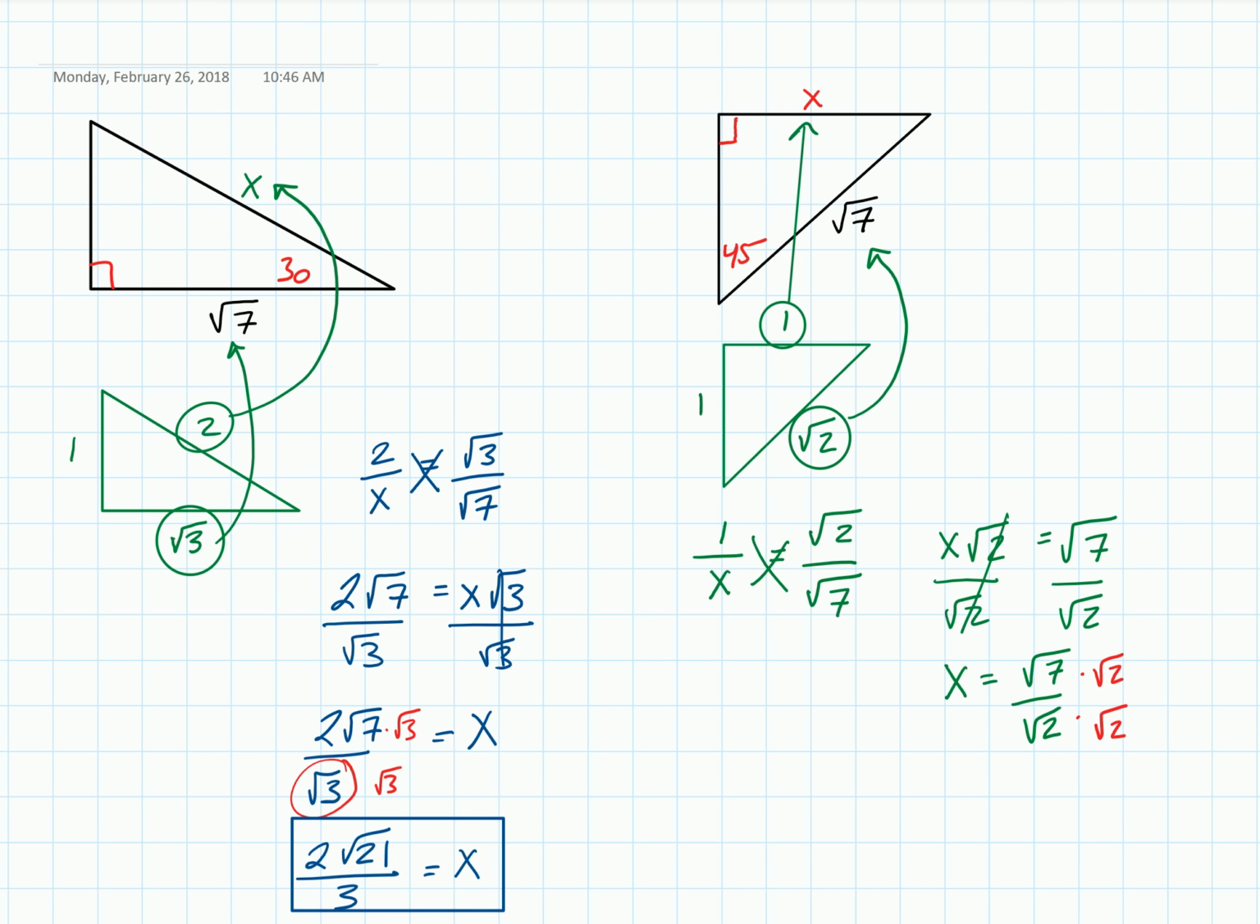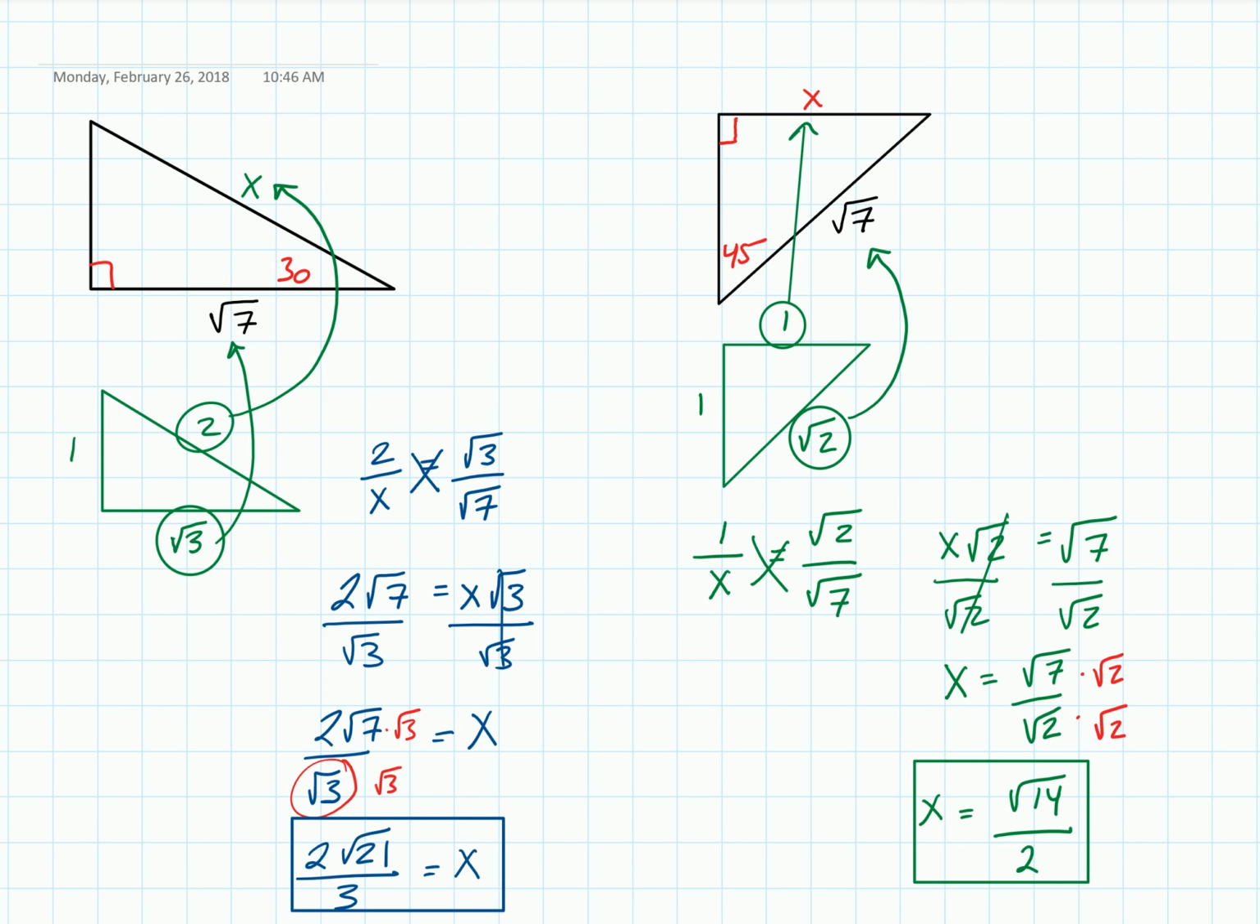And so in the top, we have square root of 7 times square root of 2, which will be square root of 14. And in the bottom, we have square root of 2 times the square root of 2, which is just regular 2. So our final answer here would be radical 14 divided by 2.